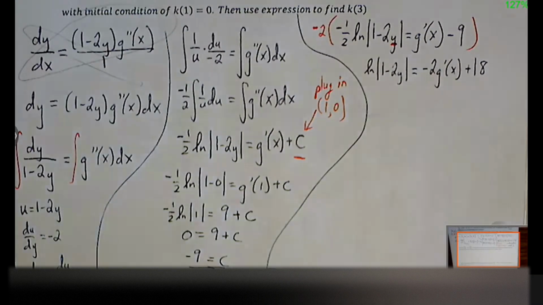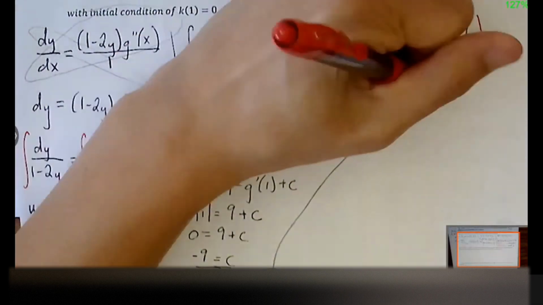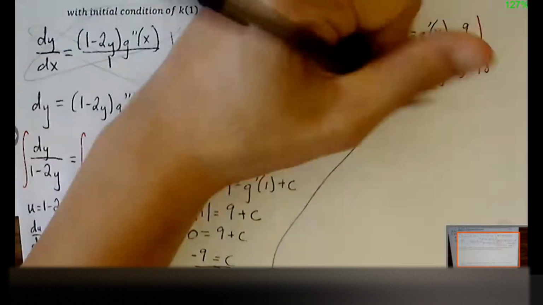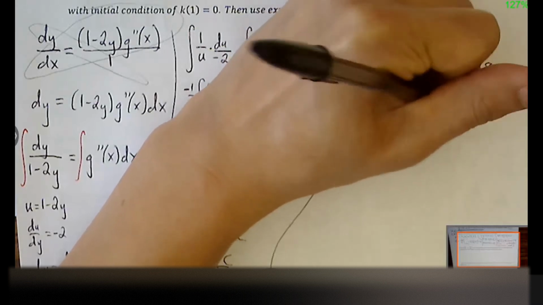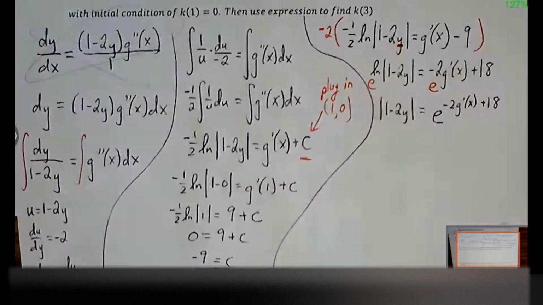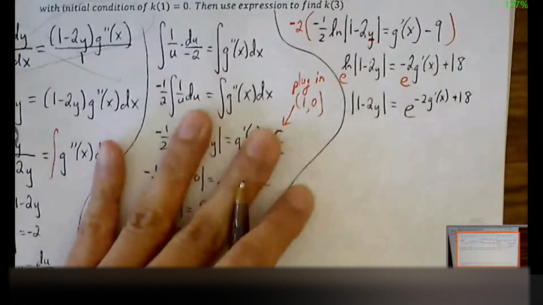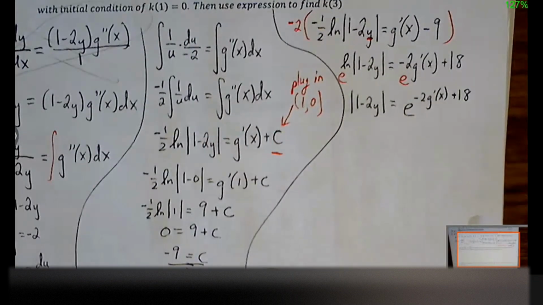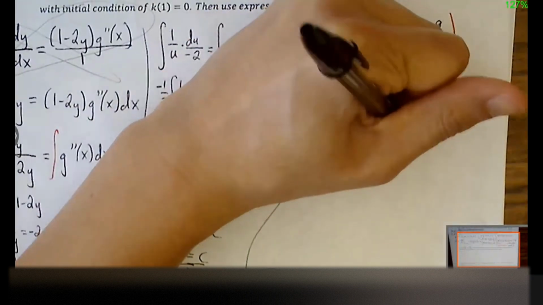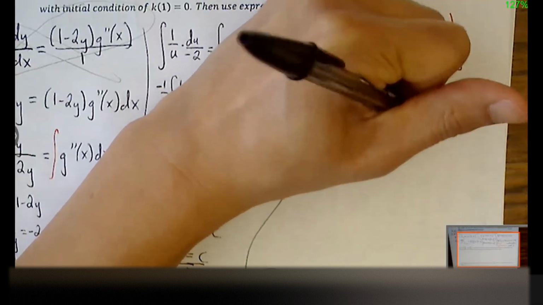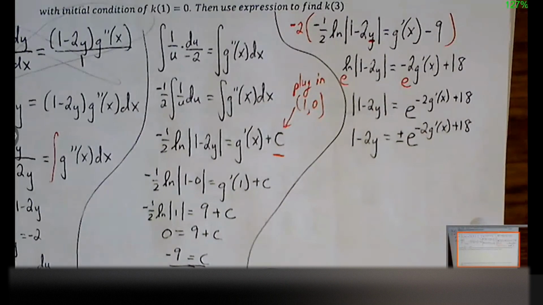Now, e is the base. Drop the absolute value. Plus or minus will show up. Subtract 1, divide by -2.